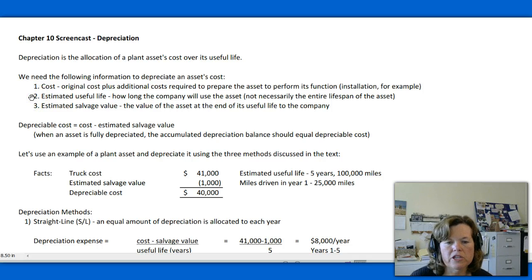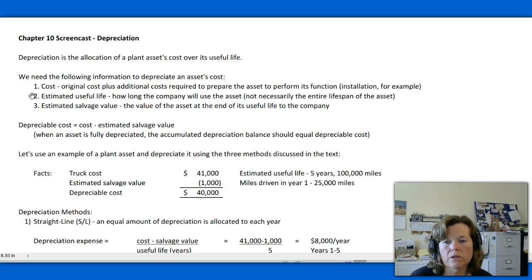The second piece of information we need is the estimated useful life, and that's how long the company will use the asset, not necessarily the entire lifespan of the asset. So for example, if we bought a delivery van and we expected our business continues to grow, and at the end of 4 years we're going to need a bigger van, 4 years would be the estimated useful life.